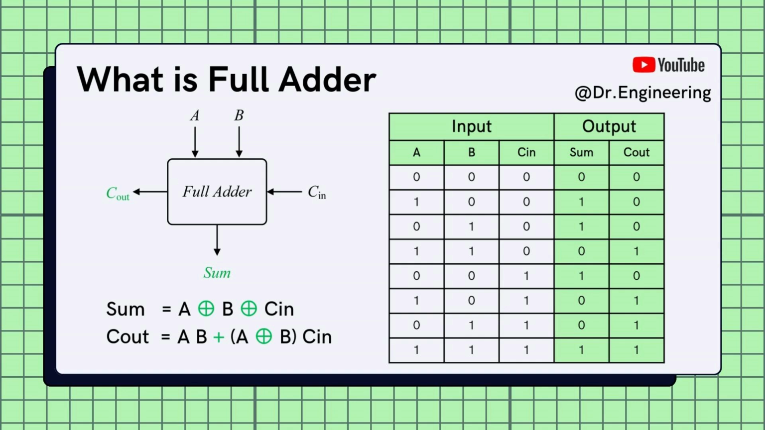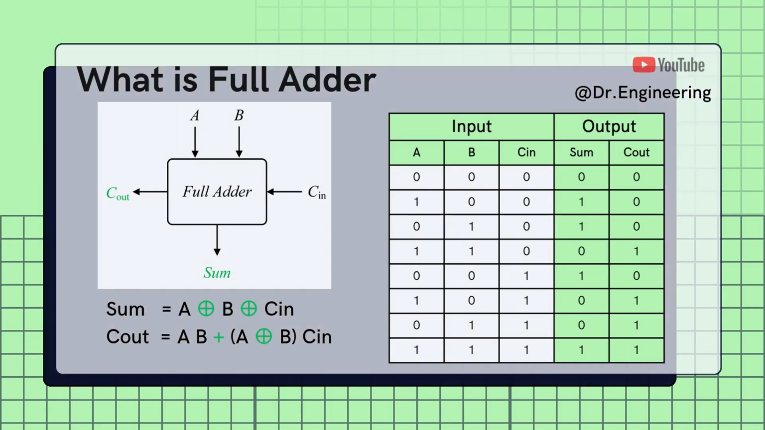A full adder takes 3 inputs, A, B, and Cin, the carry input from the previous addition, and it gives 2 outputs, sum and Cout, the carry output for the next stage. The basic formulas for the outputs are derived from the truth table of the full adder. As you can see, the full adder sums these 3 inputs and generates a sum bit and a carry-out bit. The sum is computed using an XOR operation, while the carry-out is generated using AND and OR gates.